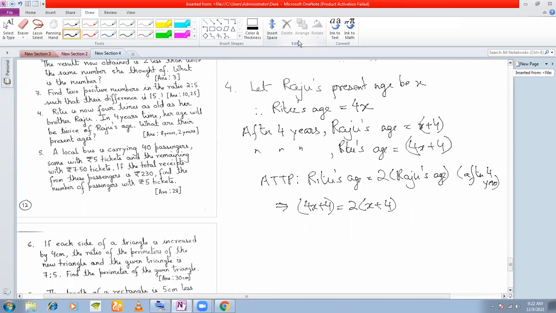And the question is, what are their present ages? Whatever value of X that you get, let me see how much I'll get here. You'll get 4 by 2. You'll get X is equal to 2 here. Okay. So Raju's present age will be 2 years. And if you put X is equal to 2 here, you'll get 8. So Ritu's present age will be 8 years. Okay. See the question, it is not sufficient only to find X. You have to find out their present ages. Okay. That's it.